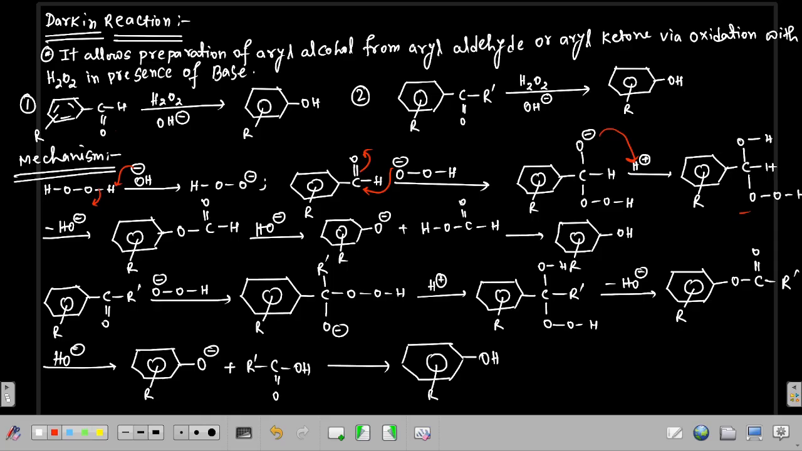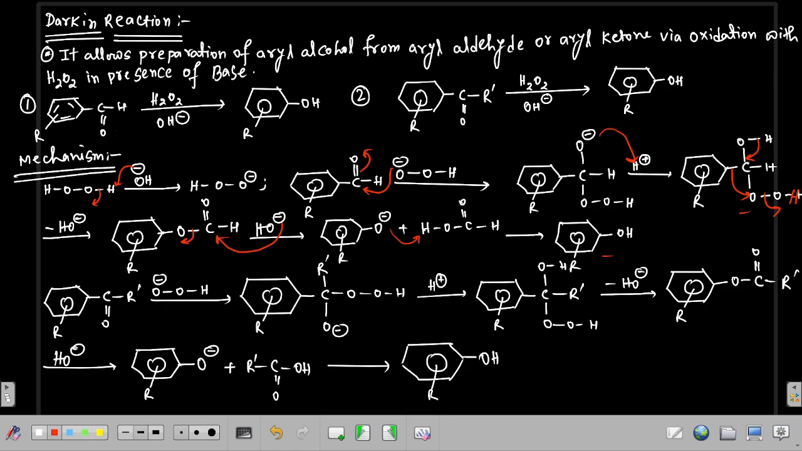Next, this bond will break, and this bond will break, and this phenyl will shift to the oxygen, and it leads to the removal of the hydroxyl group. This is the hydroxyl group. So here it will form phenyl with oxygen, and in the presence of the hydroxyl group it will attack the carbonyl group, and it leads to the formation of this alkoxide ion.